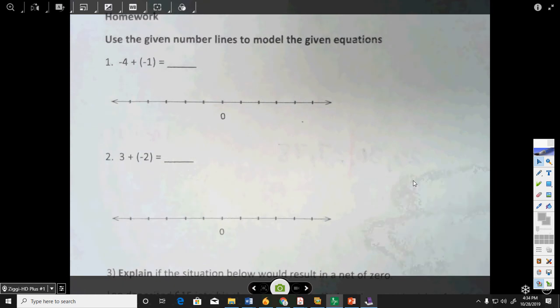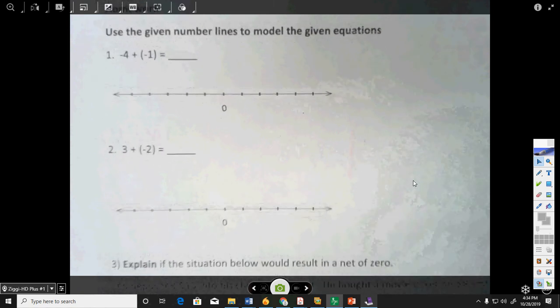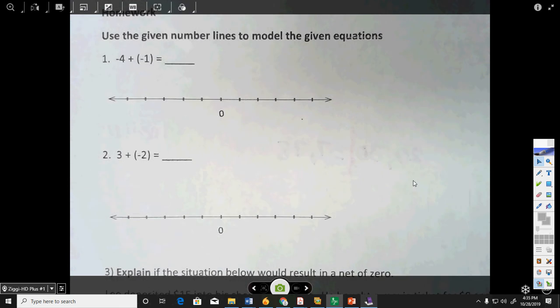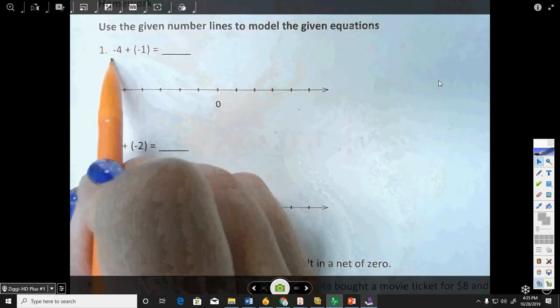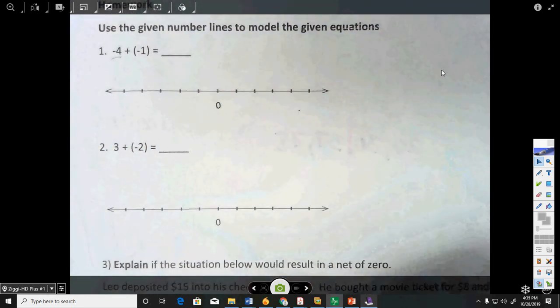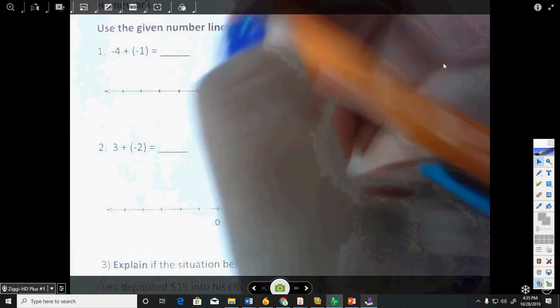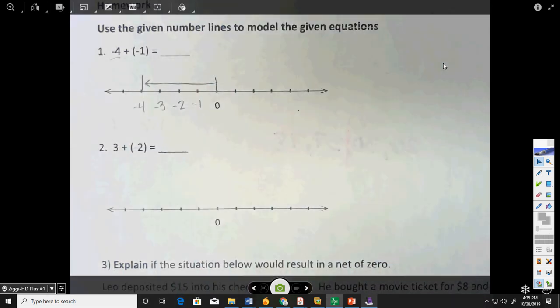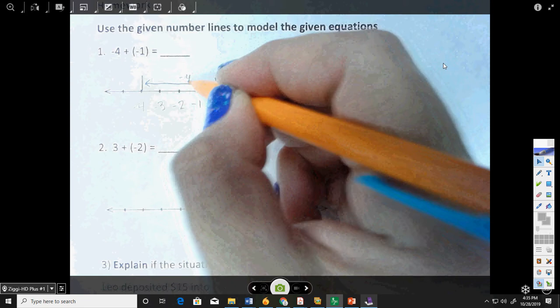This was from our homework the other day, and I'm just going to model what it would look like on a number line. So we have the problem -4 plus -1. We've been working on integers for a while. We know that negative numbers are to the left of 0, positive numbers are to the right of 0. So to model this, we start with our first addend, which is a -4. To model that, we would start at 0 and go left to the -4, and we would draw our arrow showing that we were moving to the left, and this would represent a -4.